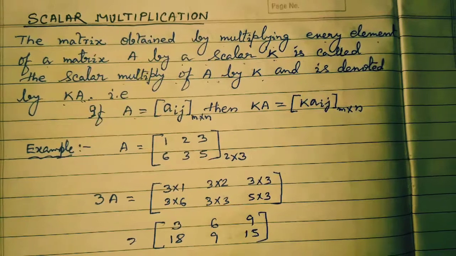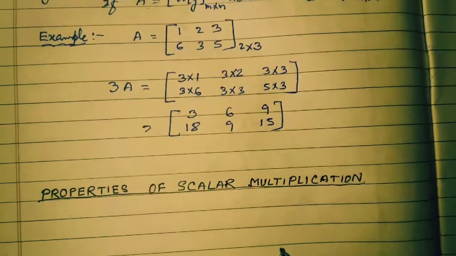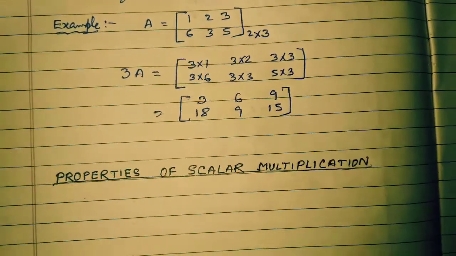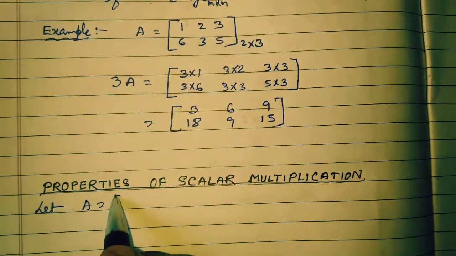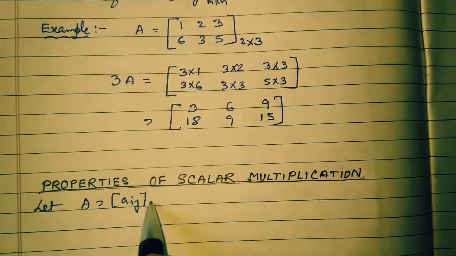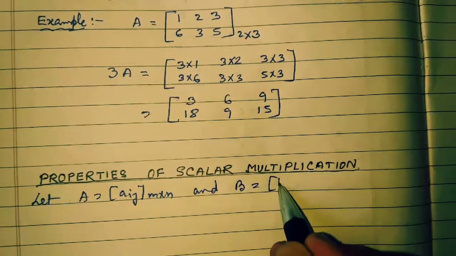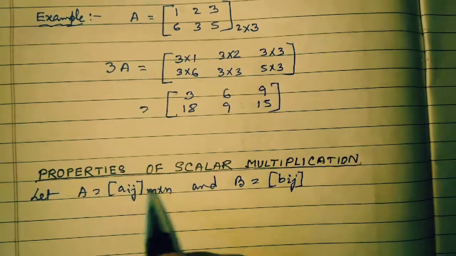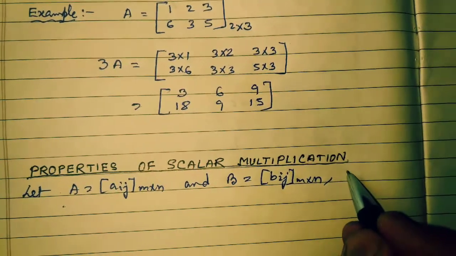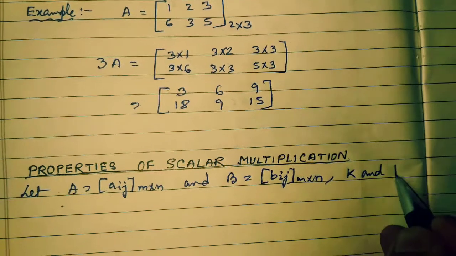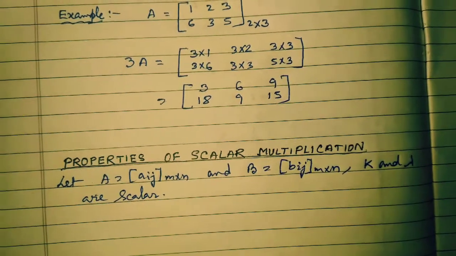Now students, coming to the next part: properties of scalar multiplication. There are some properties of scalar multiplication that we have to follow. Let A and B be two matrices, and suppose K and lambda are scalars. So we'll follow some properties over here.